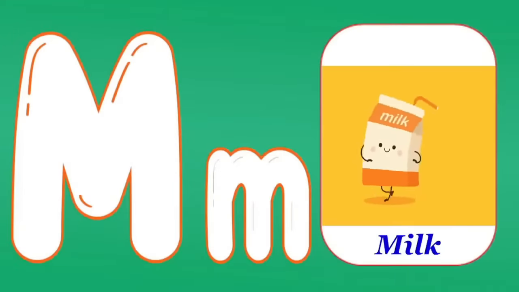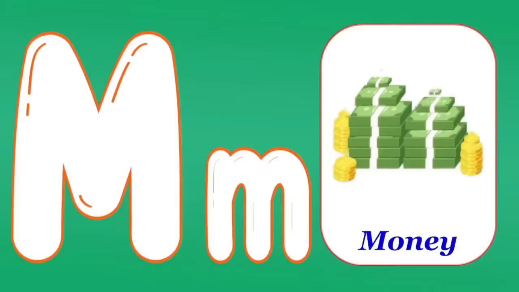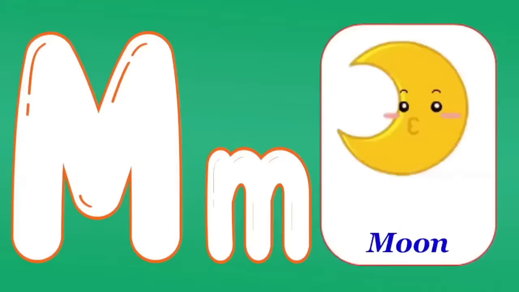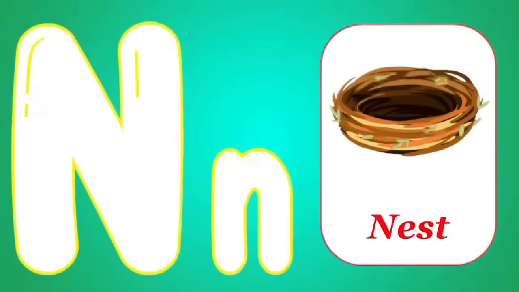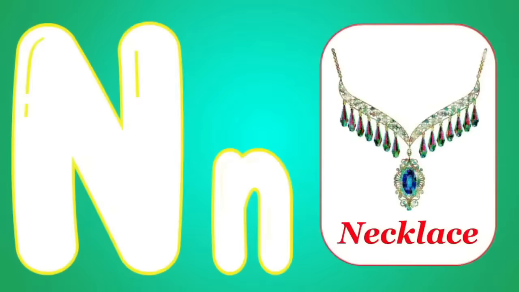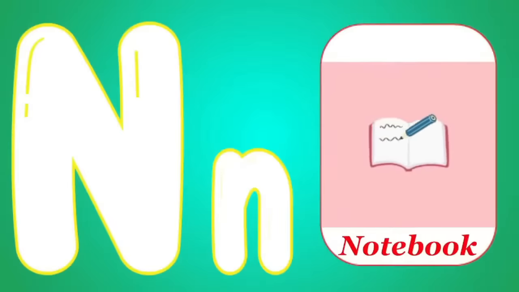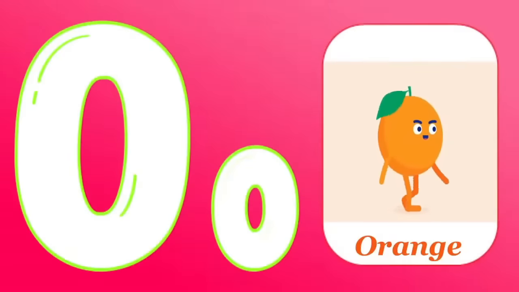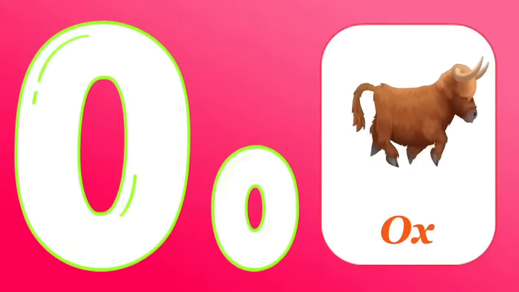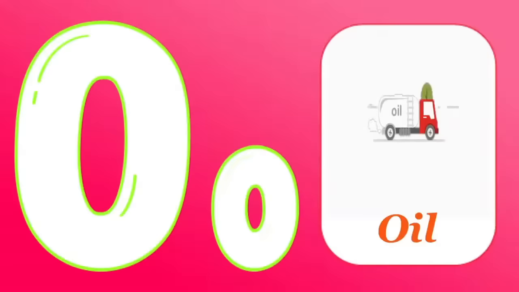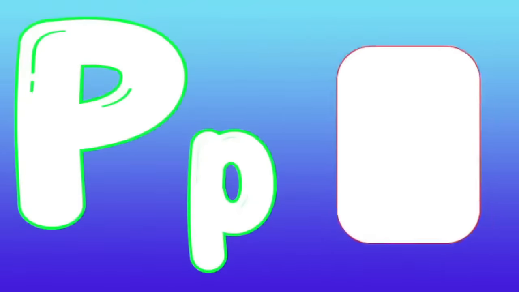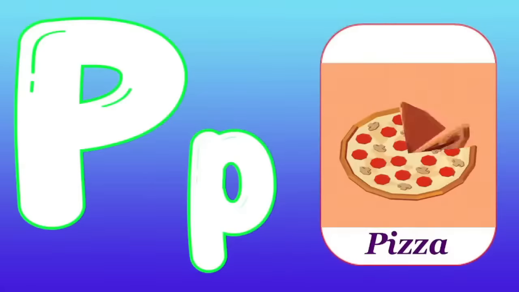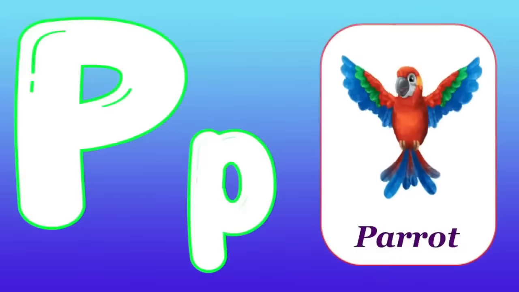M. M for milk. M for money. M for monkey. M for moon. M for mango. N. N for nest. N for nose. N for nail. N for necklace. N for notebook. O. O for orange. O for owl. O for ox. O for oil. O for octopus. P. P for panda. P for piano. P for pizza. P for parrot. P for penguin.